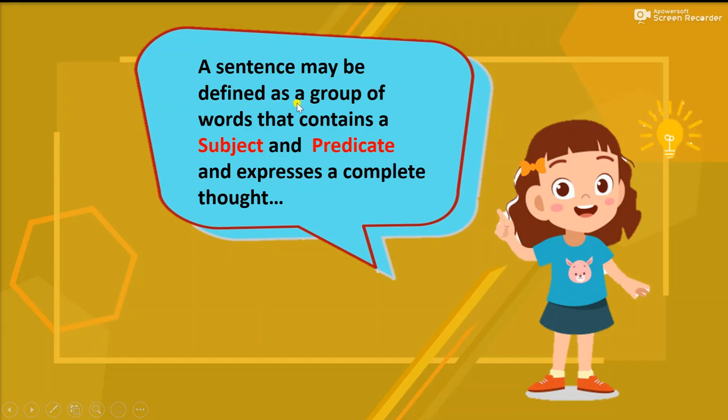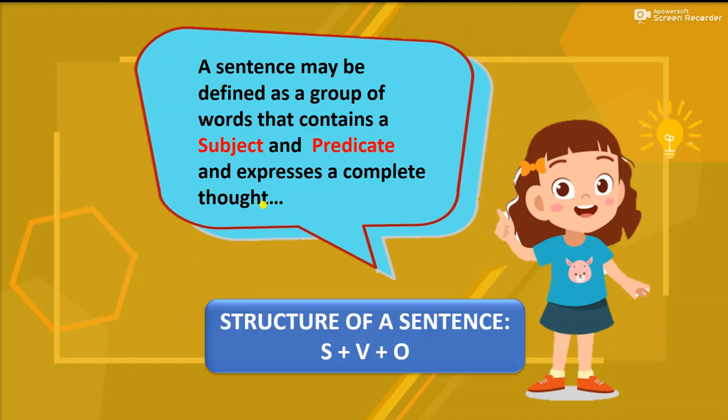A sentence may be defined as a group of words that contains a subject and a predicate and expresses a complete thought. So, definitely, a sentence is a group of words, and when these words are arranged together, they will have two parts. One would be the subject, and the other would be the predicate. And when we read the entire sentence, we can understand the complete meaning. So, this is the basic definition of a sentence.